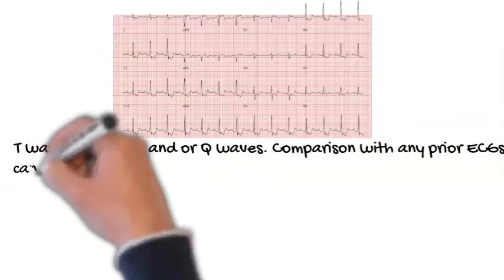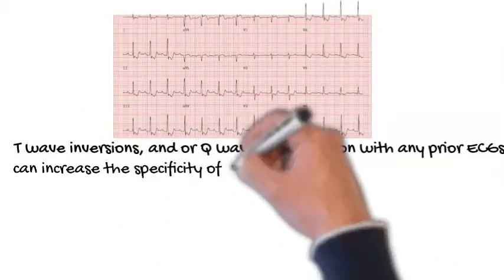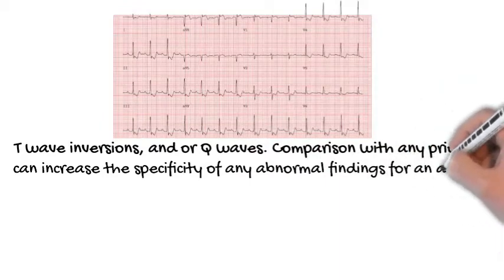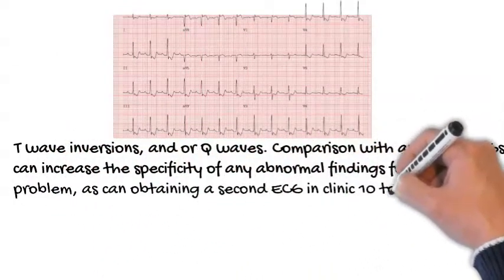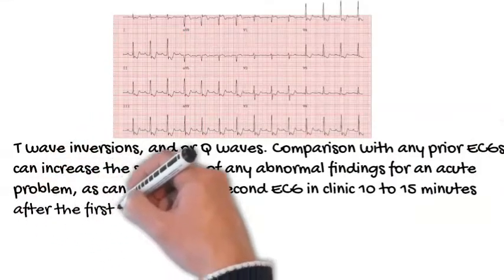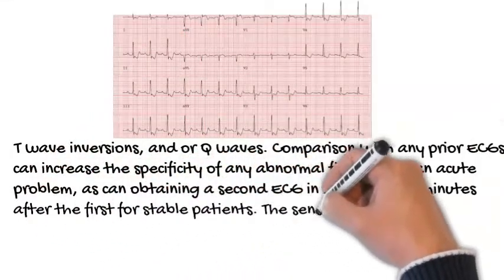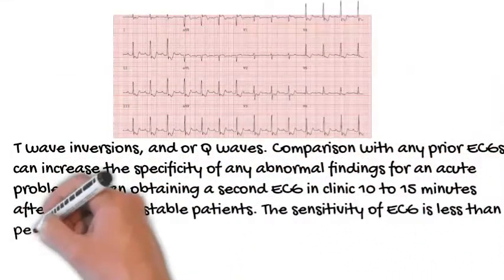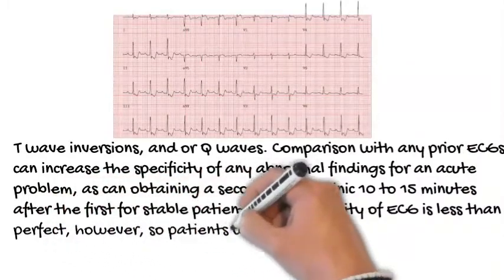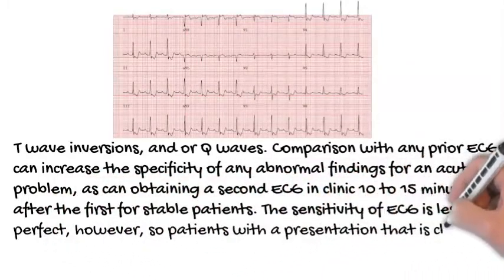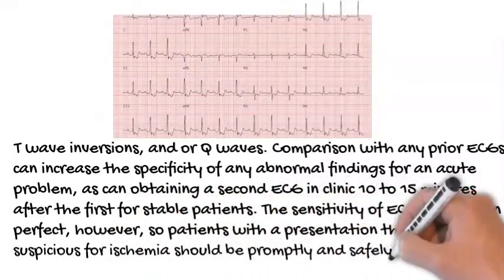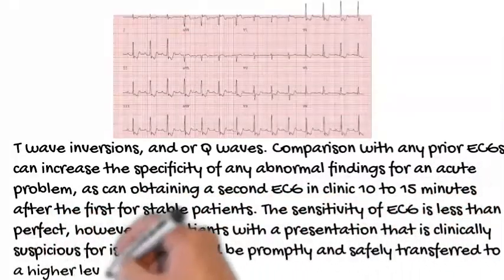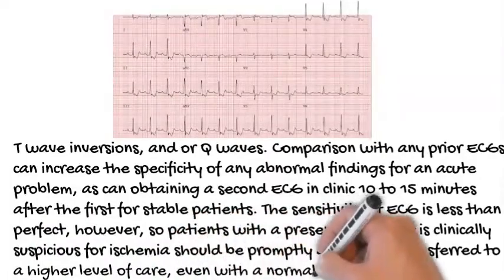Comparison with any prior ECGs can increase the specificity of any abnormal findings for an acute problem, as can obtaining a second ECG in clinic 10 to 15 minutes after the first for stable patients. The sensitivity of ECG is less than perfect, however, so patients with a presentation that is clinically suspicious for ischemia should be promptly and safely transferred to a higher level of care, even with a normal or unchanged ECG.